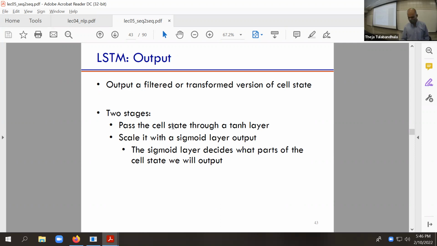We pass the cell state through, actually, this is not correct. It's not a tanh layer, it's just a tanh operation. And then we're going to scale it via a sigmoid operation. So let me just show you how it looks.